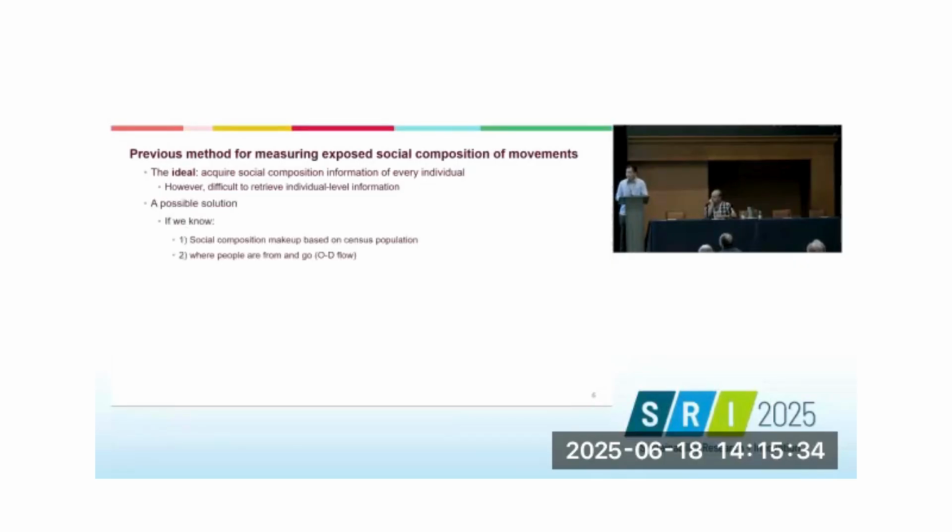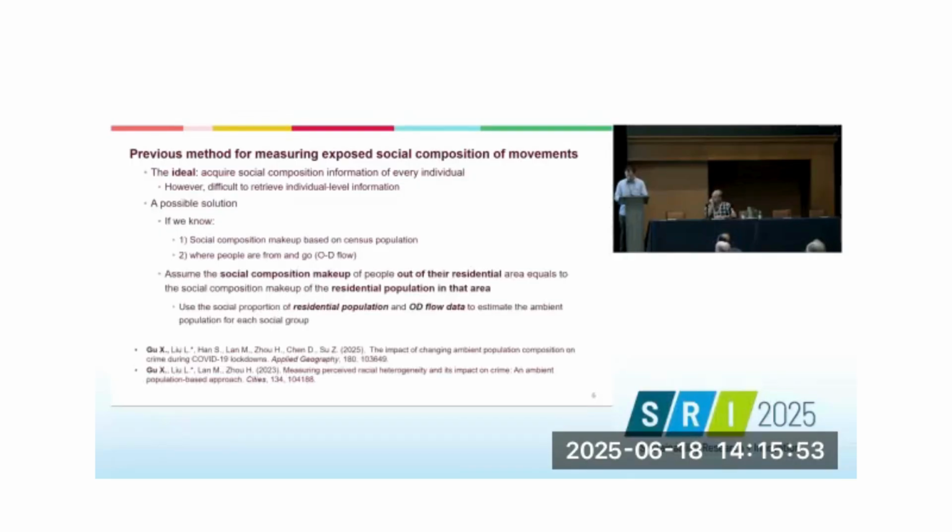In my previous study, with Dr. Ning Lu from the University of Cincinnati, we developed a solution to estimate the social composition, specifically the race and ethnicity, of the people who are on the move. But that study was about crime. The general idea is that if we know the social composition makeup based on the census population, and if we also know where people are from and where people go, basically their OD flow, then we assume that the social composition makeup of the people out of their residential areas equals the social composition makeup of the residents in that area.